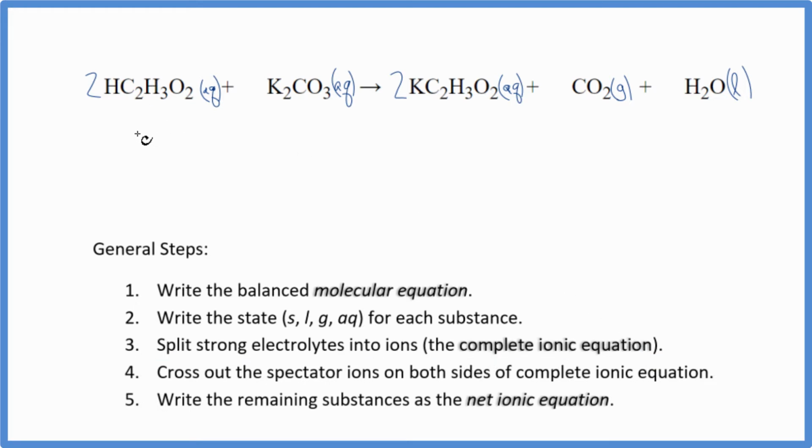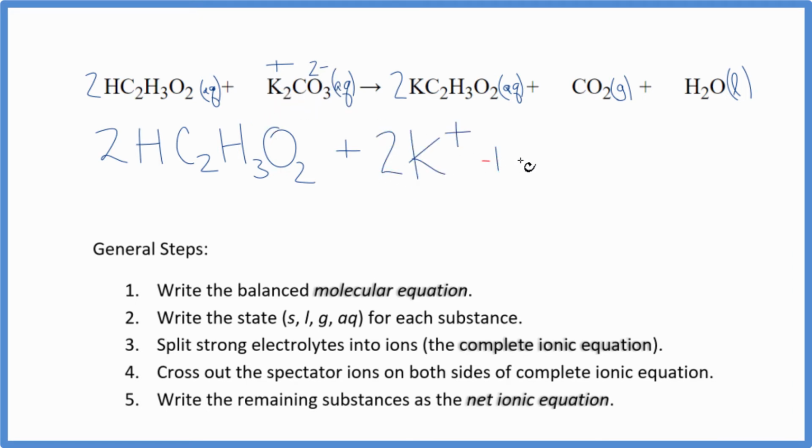Acetic acid, we said that's a weak acid and it's a weak electrolyte. We're not going to split this apart. Just have two. And I won't write the states. Let's write those at the end. Plus, we said this is soluble. So potassium, group 1 on the periodic table, is 1 plus. The whole carbonate, 2 minus. Good one to remember. So we have 2 potassium ions, and then we have the carbonate ion. And these are the reactants in our net ionic equation.